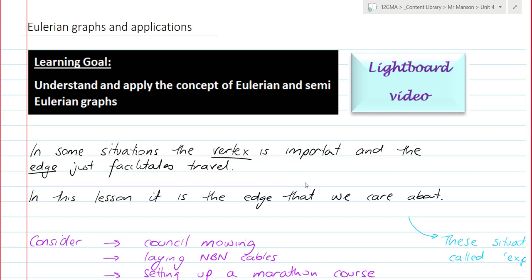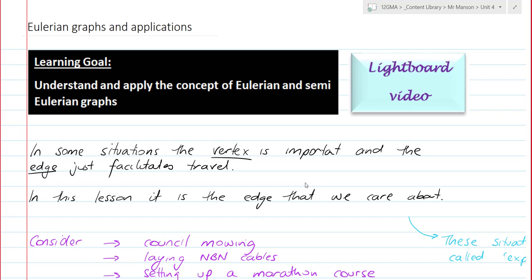Excellent. So, Eulerian graphs. Remember we talked about Euler and Euler's formula last lesson. Euler's formula, V plus F minus E equals 2. Vertices plus faces minus edges equals 2. Well, that was a couple of lessons ago, I think.